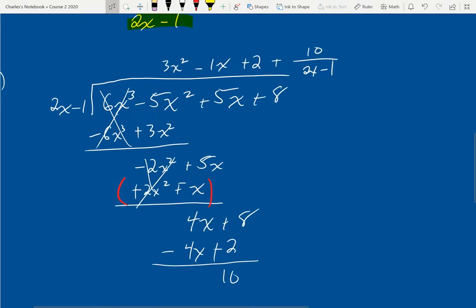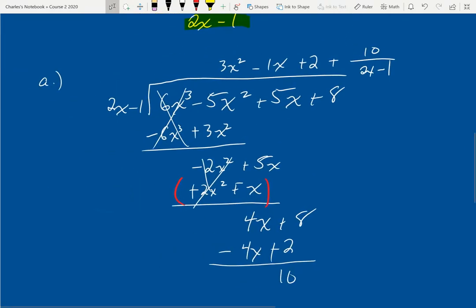This is your answer. I want to talk in a second about what it actually means to have a fraction to go along with this. This is just like a regular polynomial expression, and this is a fraction. But the other thing I want to talk about is that there's another way to do this.